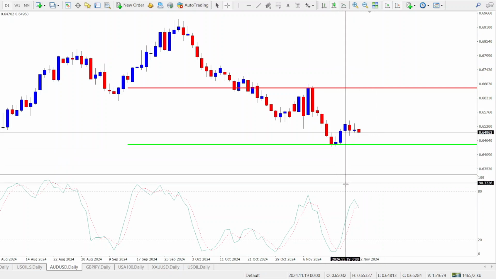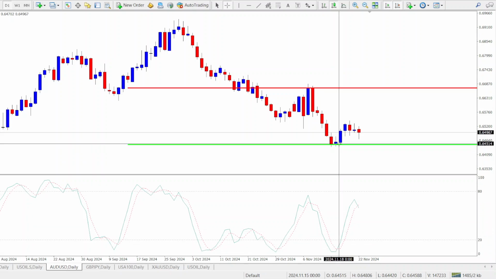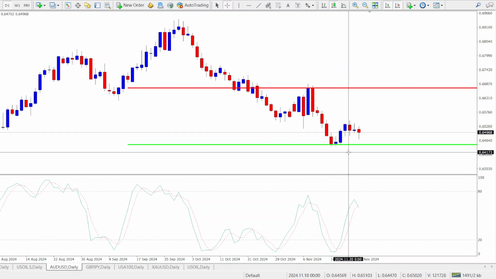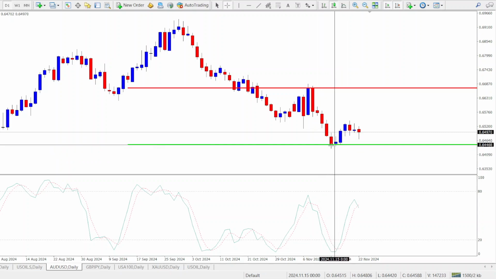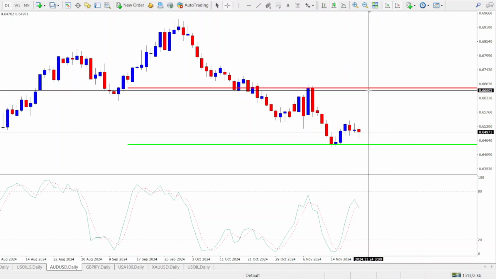And for a buy, we can see that the stochastic also gave us a buy confirmation here, and we would have considered entering a buy trade, set stop loss below the swing low, and then a take profit can be at the resistance zone.